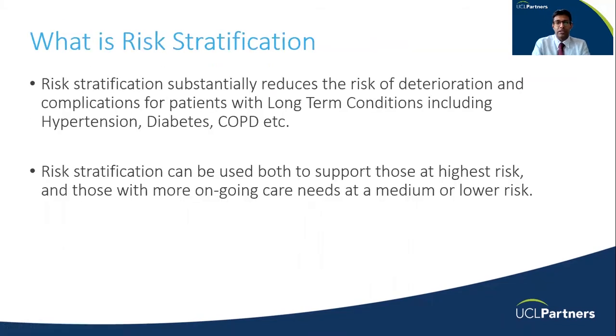So what is risk stratification? Risk stratification is the process of identifying patients and categorizing them into high, medium, and low risk, depending on clinical indicators. The long-term conditions we have reviewed are hypertension, diabetes, AF, cholesterol, asthma, and COPD. This process can be used to support patients who are at higher risk and also support the care needs of the patients who are medium and low risk.